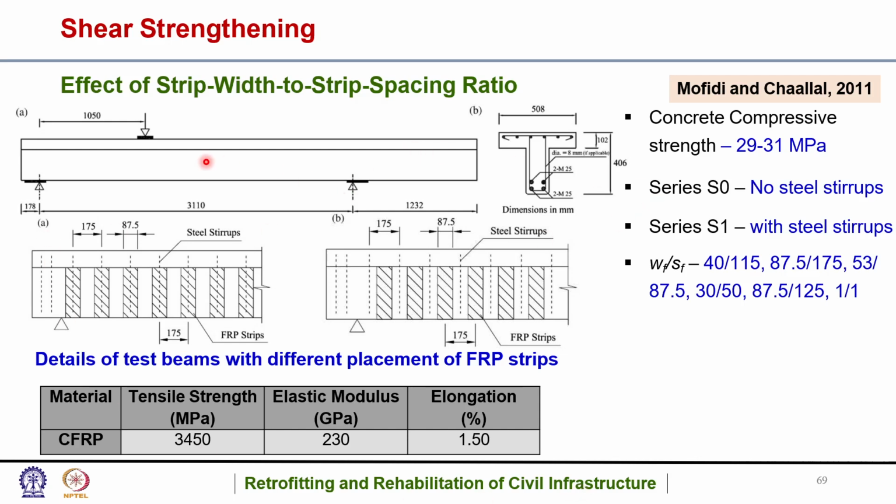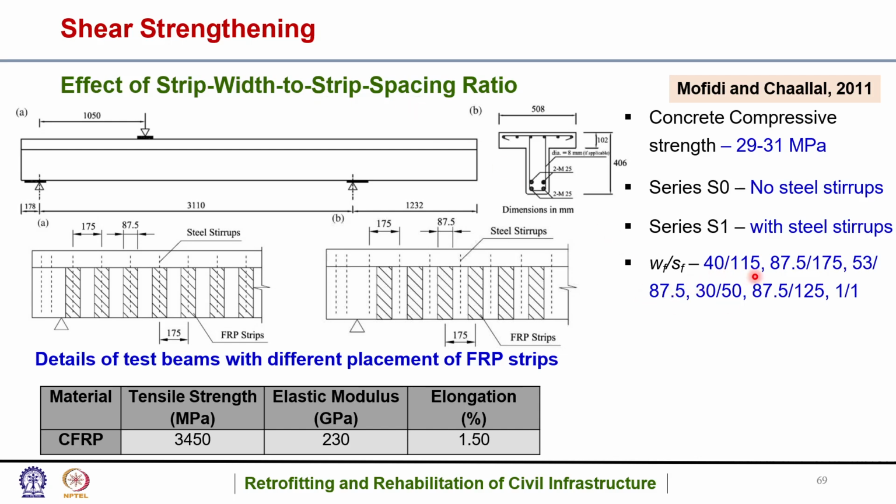Further, one additional study was done by Mofidi and Chaallal in 2011. They studied the effect of strip width to strip spacing ratio. So what was the effect of the strip width divided by strip spacing ratio on the performance? These were the details of test beams with different placement of FRP strips. They used concrete having a compressive strength of 29 to 31 megapascal, and series S0 beams had no steel stirrups. S1 had steel stirrups, and this was the w/s ratio, that is strip width to strip spacing. So basically width to spacing ratio.